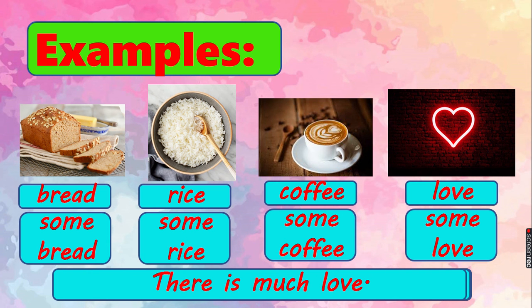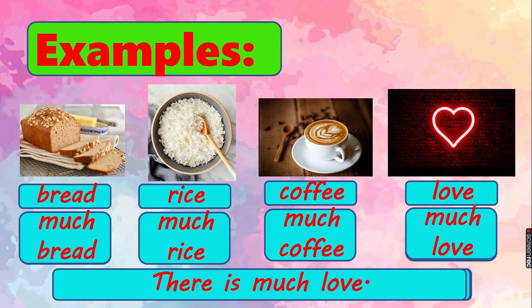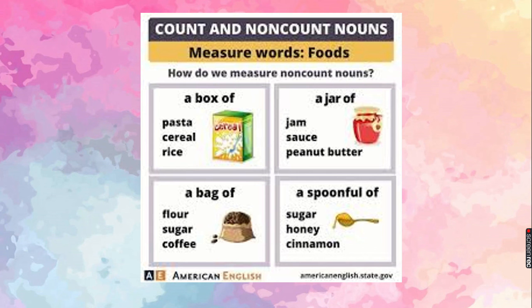So remember, guys, for count nouns, we can use many. For non-count nouns, we can use much. There is much bread. There is much rice. There is much coffee. There is much love. A little confusing, right? I know, but with more and more practice, I believe you guys can do it too. Here are some more examples. For non-count nouns, how do we measure it? Like, we don't just say, oh, there is some pasta.